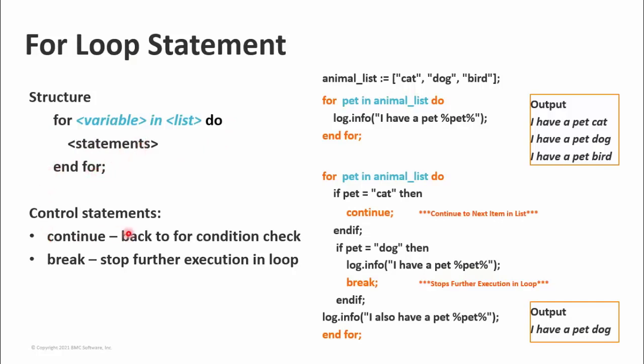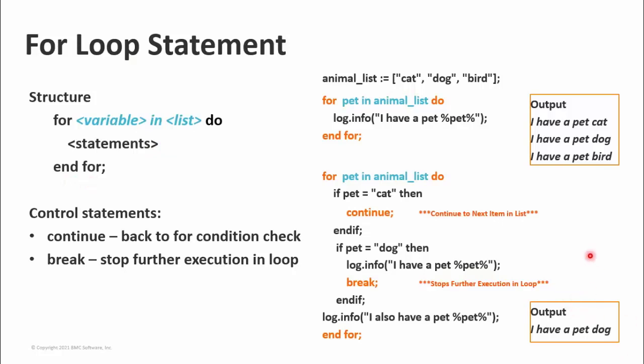There are some control statements also. There's the continue and break. One of these statements could be continue semicolon or break semicolon. Continue means stop executing the rest of the statements, go back to the top and go to the next variable in the list, or the next item in the list. Break means completely stop executing the list, get out of the for loop.